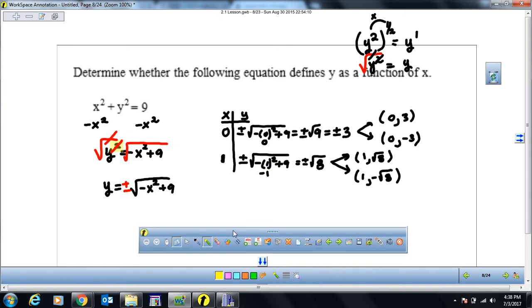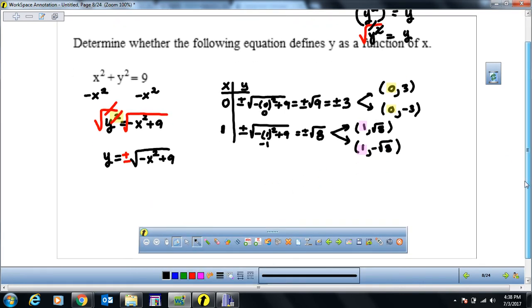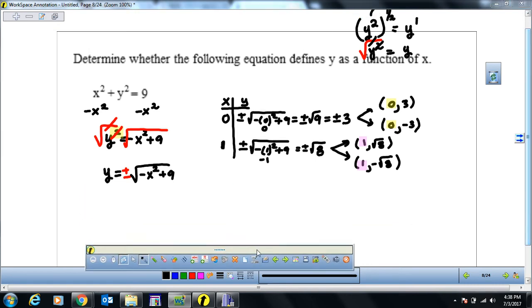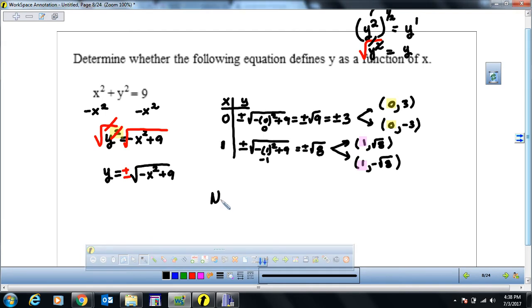So what do we notice in this type of examples? That every value of x has two different values of y. So when x is 0, y is 3, but also it can be negative 3. When x is 1, y is equal to the square root of 8, but it can also be the negative square root of 8. And that would happen for all of the values of x. Okay? So that automatically tells us that since the value of x repeats in this equation, no, y is not a function of x. It is not a function.